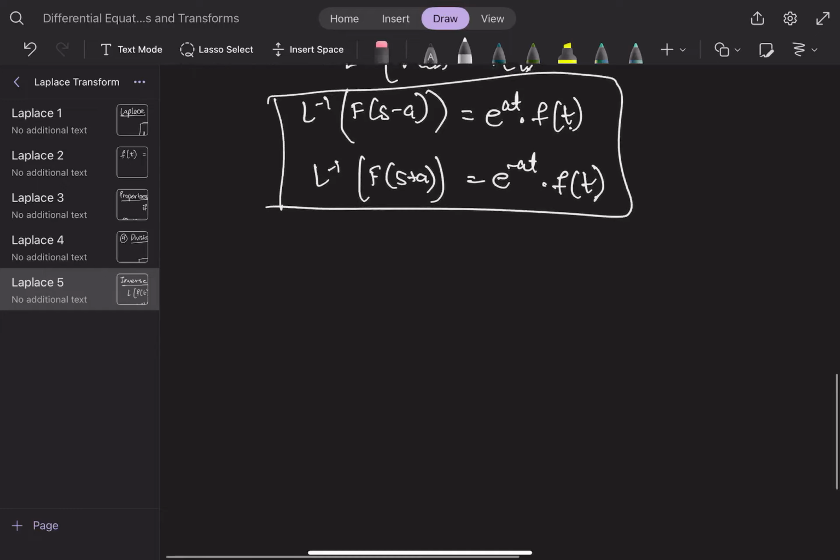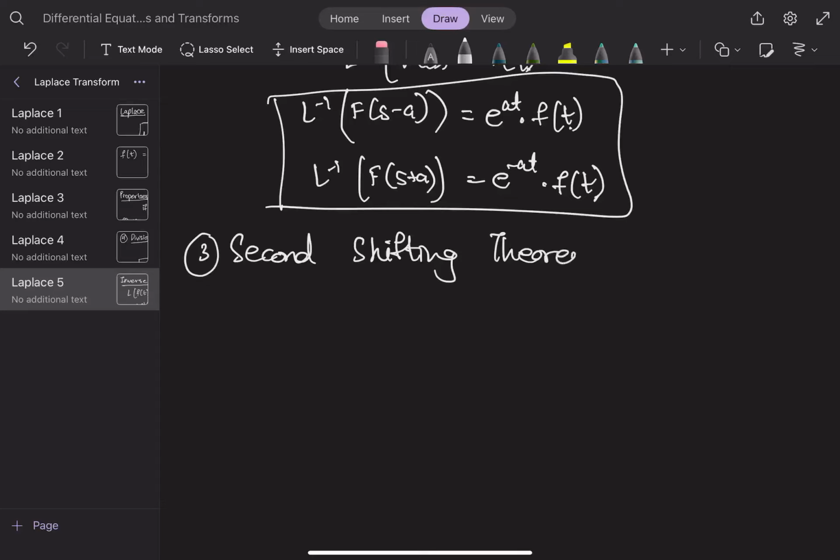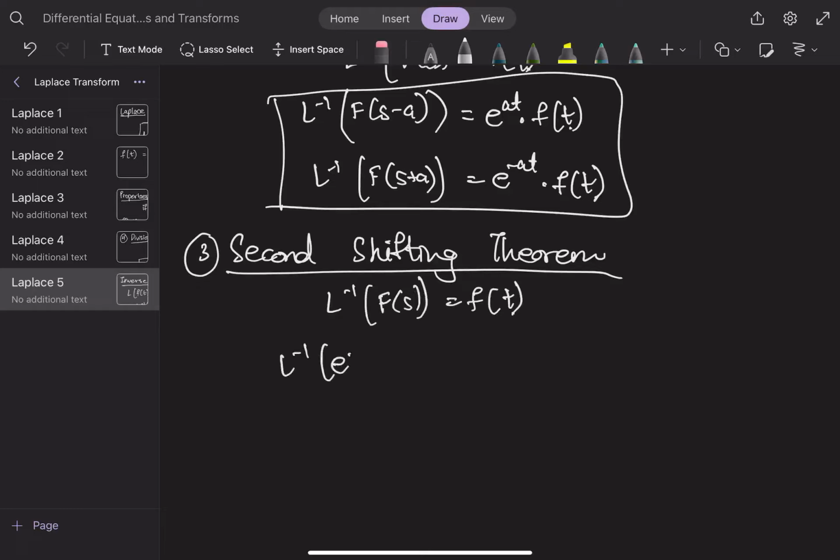Now you have second shifting theorem. See guys, I'm telling you all the properties at once, and then we can look at a couple of examples at the same time. So here, if Laplace inverse of F(s) is equal to f(t), then Laplace inverse of e raised to minus as times F(s) is f(t minus a) multiplied by u(t minus a), where u is your unit step function.